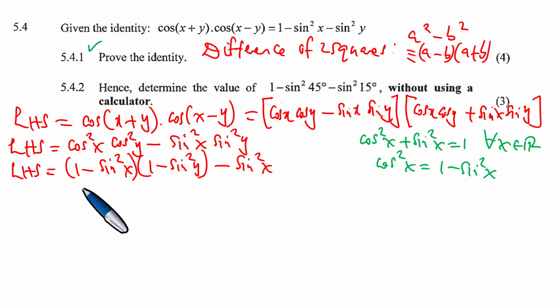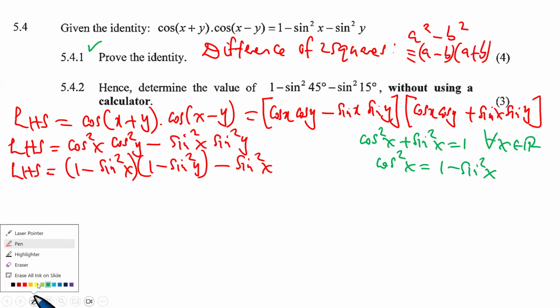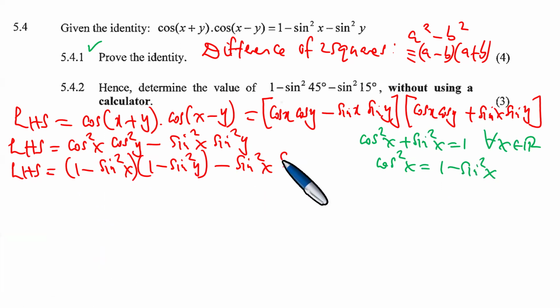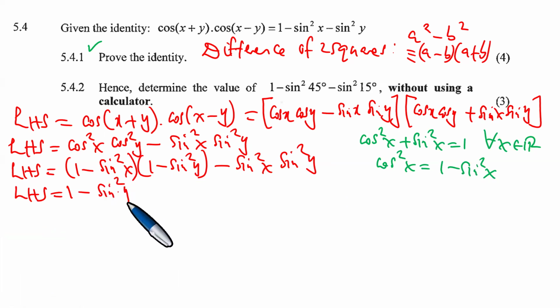And therefore, wherever you have the cosine squared x, we are able to get 1 minus sine squared x. But also, cosine squared y is 1 minus sine squared y in a similar fashion. So now this one here is therefore the same as sine squared y. Okay, by distribution, opening up the parentheses here, we have 1 times 1, which is 1. 1 times minus sine squared y, which is minus sine squared y. Minus sine squared x times 1, which is minus sine squared x.